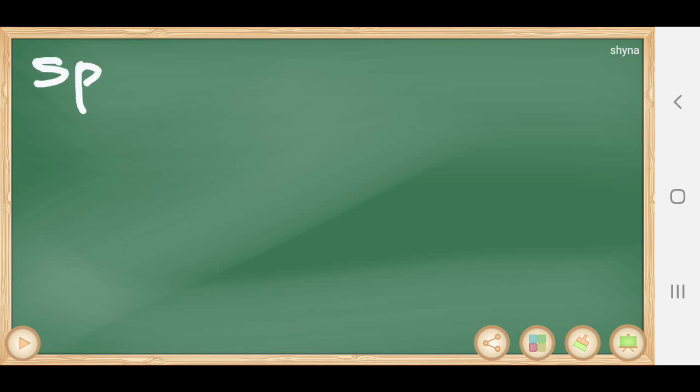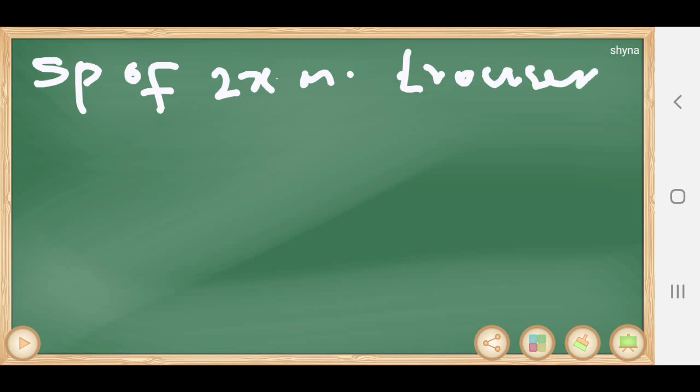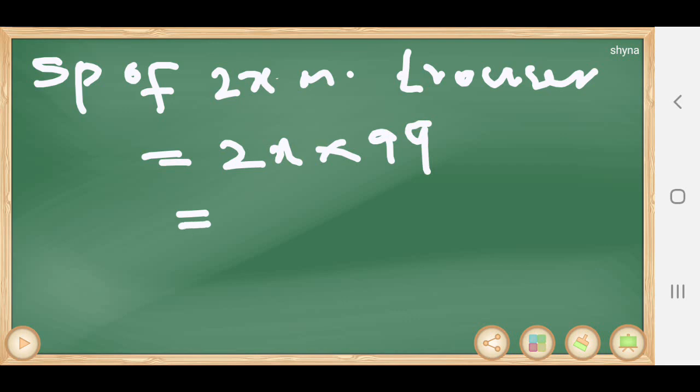Then selling price of trouser. Total SP of 2x meter of trouser material equal to 2x into, for 1 meter 99. So 2x into 99. What is 2x into 99? 198x.